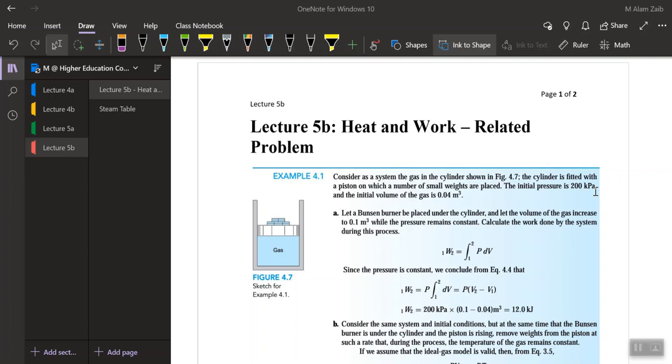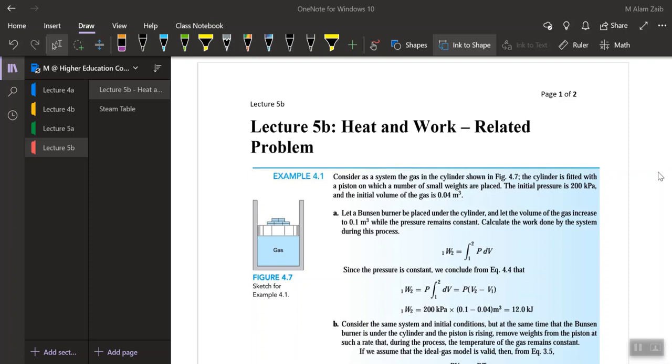The cylinder is fitted with a piston on which a number of small weights are placed. The initial pressure is 200 kPa and the initial volume of the gas is 0.4 cubic meter. Let a Bunsen burner be placed under the cylinder and let the volume of the gas increase to 0.1 cubic meter while the pressure remains constant. Calculate the work done by the system during the process.